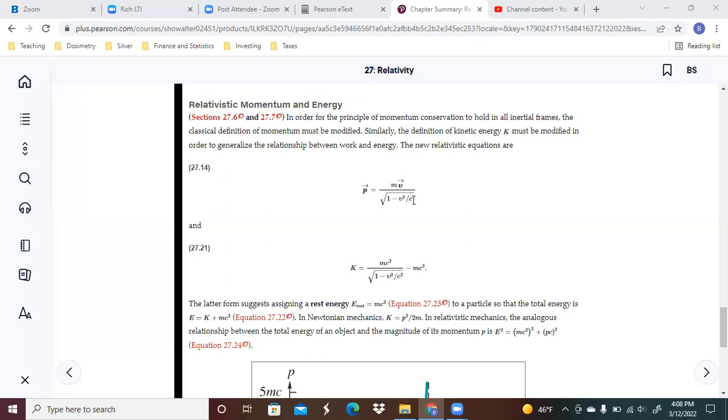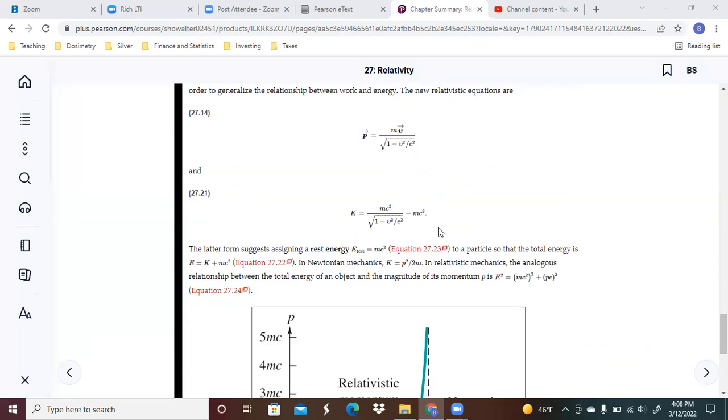So when we look at momentum, we have to make a change here. We're looking at defining momentum with this correction factor in the denominator. For kinetic energy, we're going to have to make sure that we have this correction factor in. This latter form suggests assigning a rest energy to a particle, so that the total energy is equal to kinetic energy plus the rest energy.